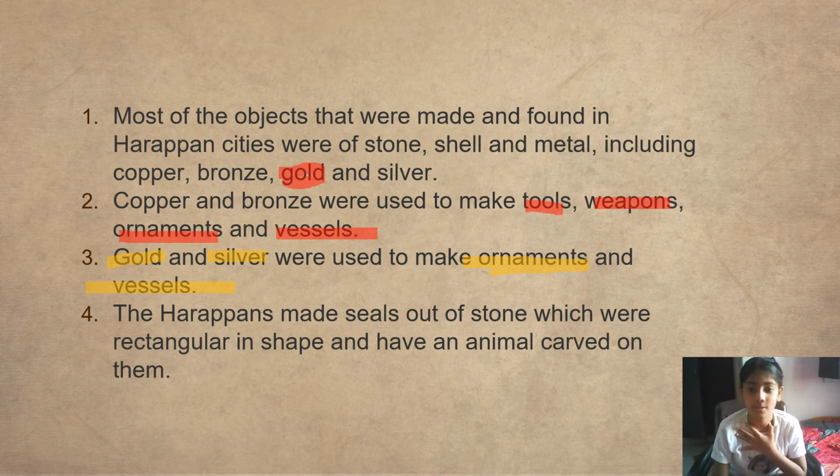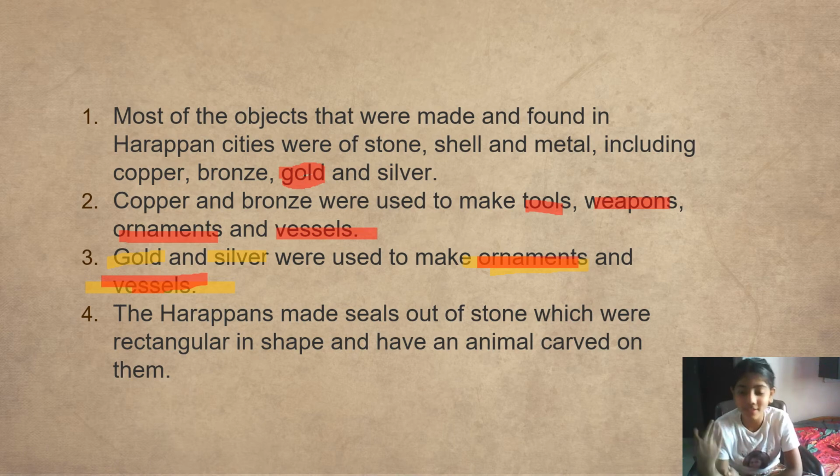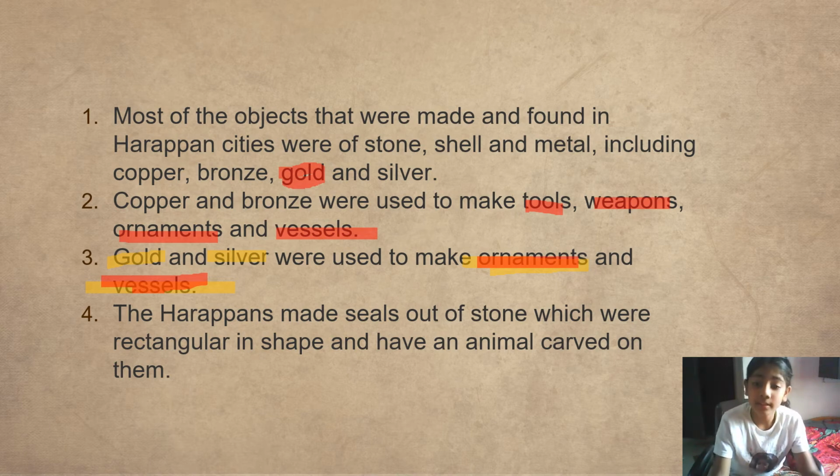When you heard the sentence, what did you feel? Ornaments, normal, I understand. But vessels. Nowadays, just to buy ornaments we are at a peak of cost, right? In those days, even the comb we use, which is plastic, was also made of gold.